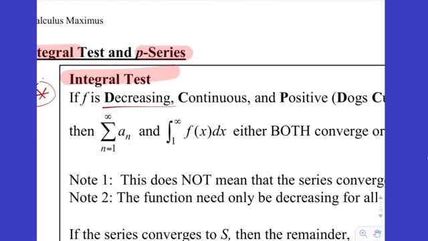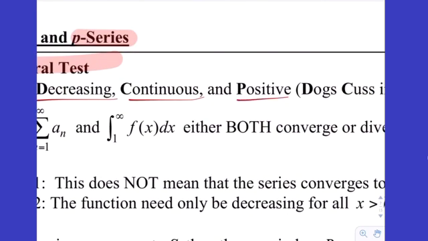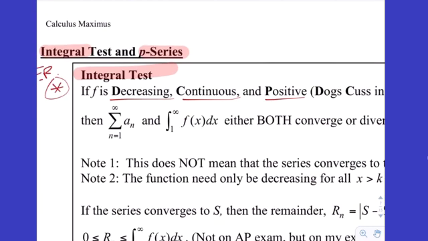It has to be a continuous function. So it can't be like 1 over n, right? It has to be something that doesn't have gaps, jumps, holes, vertical asymptotes. And it has to be positive. Can't have negative values. Like we have seen, you can have negative values of r. So those are the three things that have to be there for the integral test.